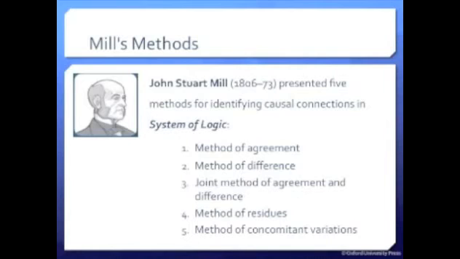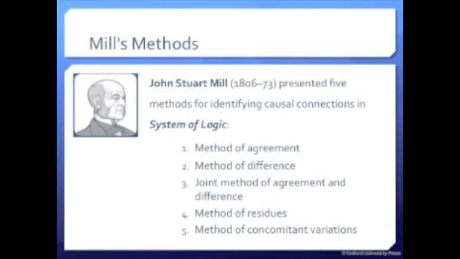And it was in this work that he introduced the following 5 methods for identifying a cause of an effect or a causal relationship. These methods are the method of agreement, the method of difference, the joint method of agreement and difference, the method of residue, and the method of concomitant variation. The first four of our methods are more so focused on identifying the cause of an effect, whereas the last method is more so aimed at determining whether or not a causal relation obtains between one event and another.